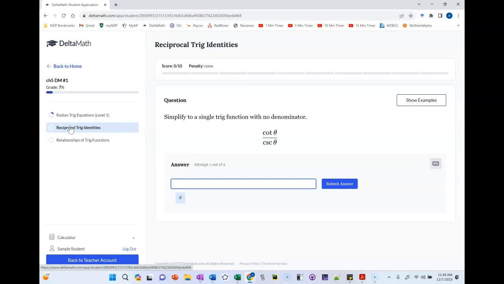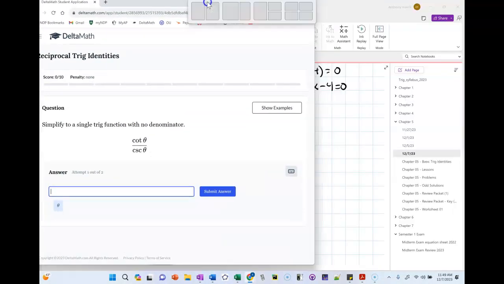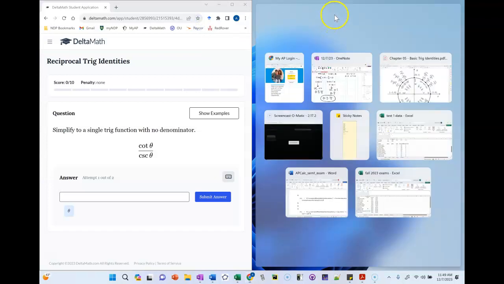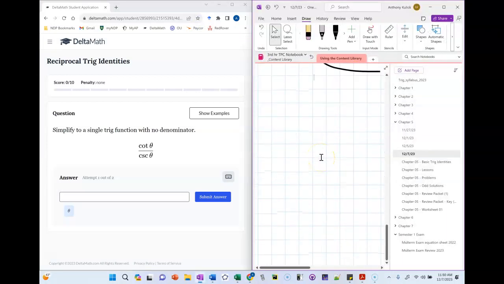Then we'll have some simplifying problems. So the directions say simplify to a single trig function with no denominator. Come on, you stupid thing. So let's do that.